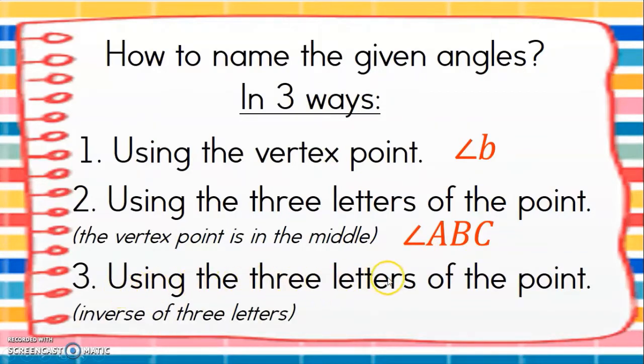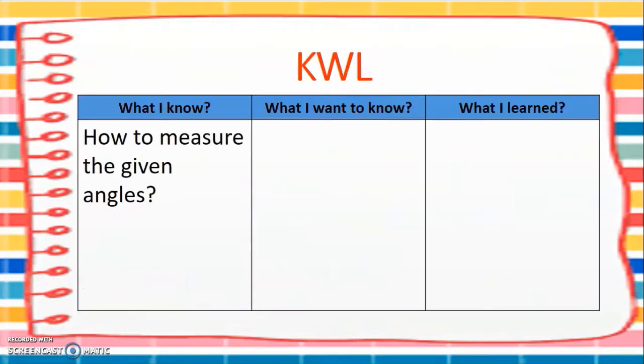Third, using the letters of the points also, but we're going to inverse the three letters as given on the second. For example, this is angle ABC, so we just write the inverse. It will be angle CBA. Still, the vertex is in the middle of the three letters.